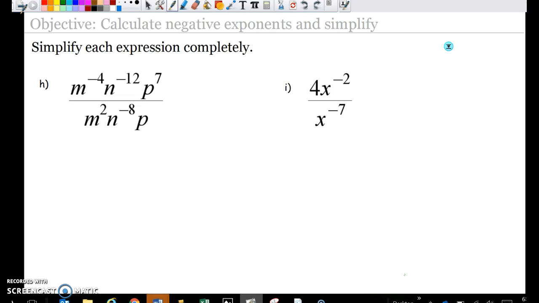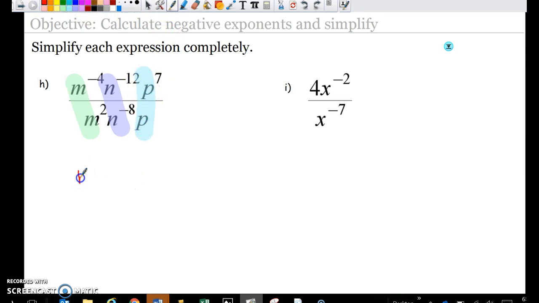Okay, so we have some bigger ones now. So you have m to the negative 4, n to the negative 12, p to the 7, divided by m to the 2nd, n to the negative 8, p to the 1st. So let's use our quotient rule. We're dividing by the same bases. So here's the first base m, second base n. Sorry, I skipped to the p. I was looking ahead. p would be the third base. I just do the division.